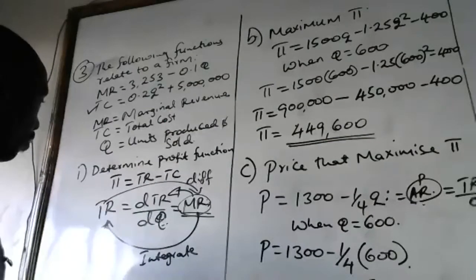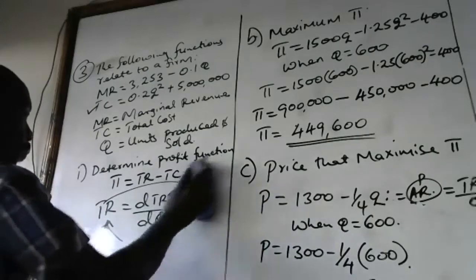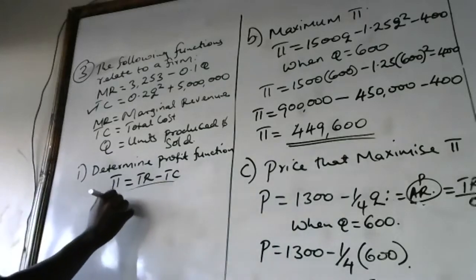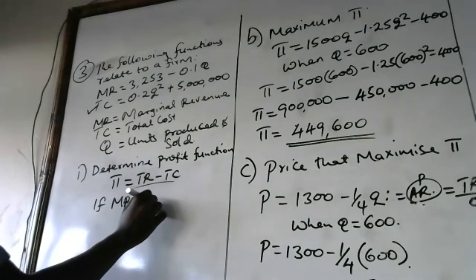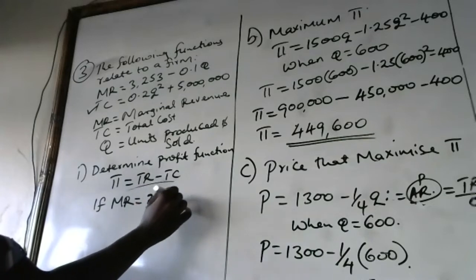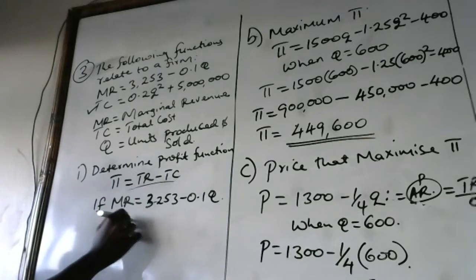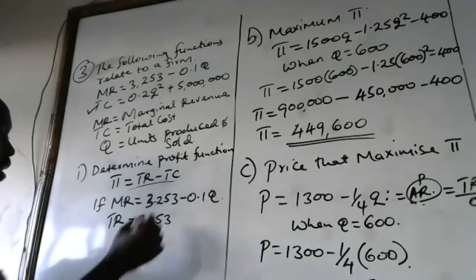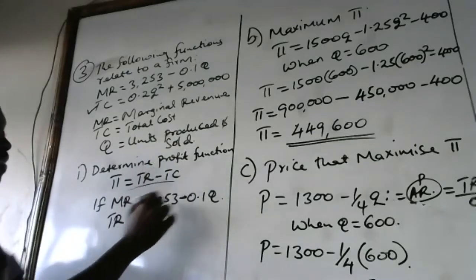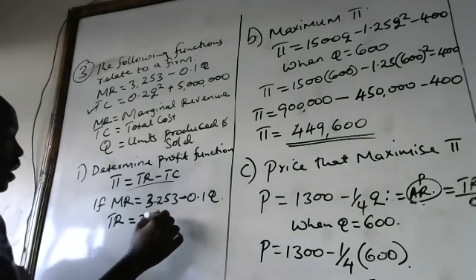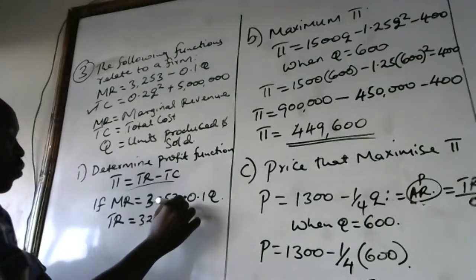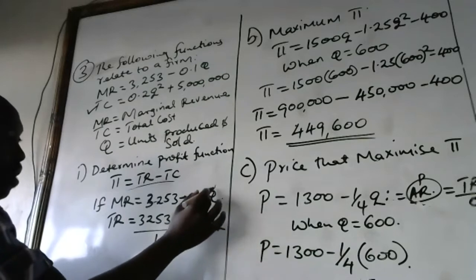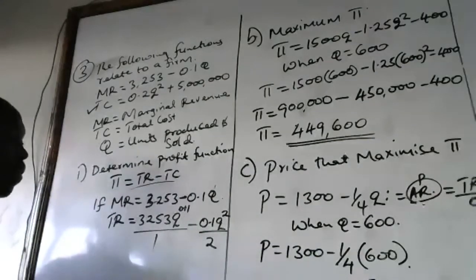So here, we need to do this. If marginal revenue is equal to 253 minus 0.10Q, total revenue will be equal to what? With integrating, we normally add one to the power. Remember, whenever there is no Q here, there is a silent Q raised to power zero. So it's going to be Q raised to power zero plus one, over zero plus one, which is one, minus 0.10, and remember this is Q power one. One plus one will be two, then we divide by two, then we need to add plus C.